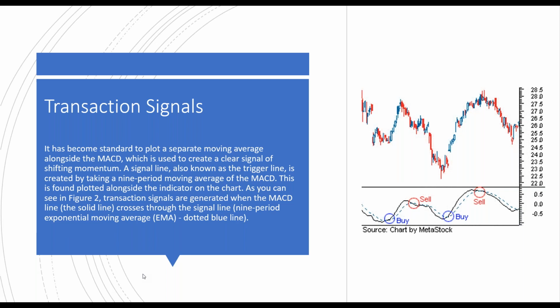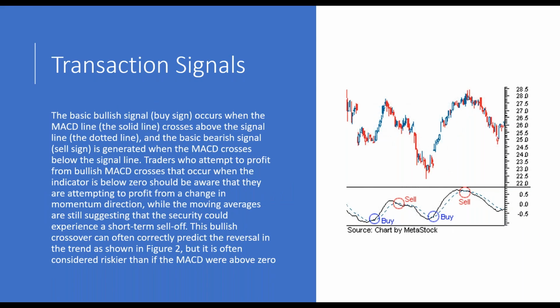because it's become standard to plot a separate moving average alongside the MACD, which is used to create a clear signal of shifting momentum. The signal line, also known as the trigger line, is created by taking the 9-period moving average of the MACD. As you can see over here on this chart, transaction signals are generated when the MACD line crosses through the signal line. The bullish signal, or a buy sign, occurs when the MACD line crosses above the signal line.